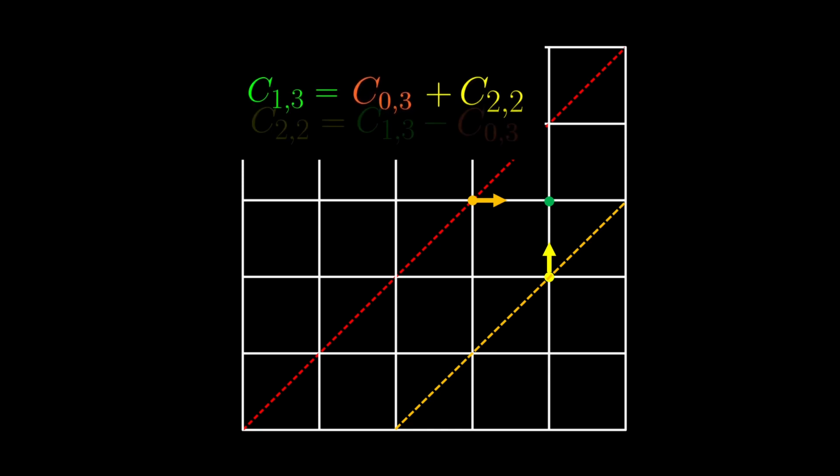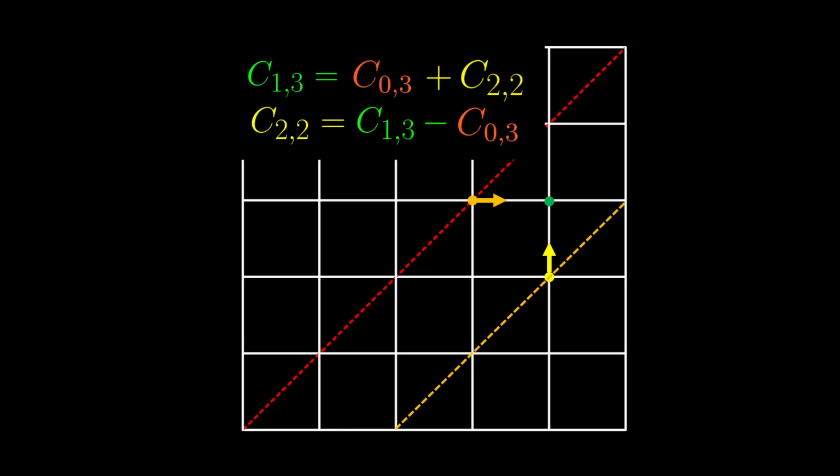Let's consider this green point. The last step going to the green dot must be from either this orange dot or the yellow dot. So that means the number of paths to the green dot, which is denoted as C13, is equal to C03, which is the number of paths to the orange dot, plus C22, the number of paths to the yellow dot. By rearranging, we can express C22 in terms of numbers on the previous diagonals.